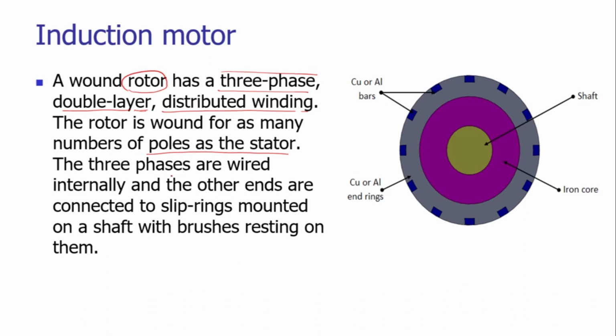The wire connections of the three phases have been done internally. They are internally connected, while the other ends are connected to slip rings. So the induction motor has slip rings which are mounted on the shaft. They do have brushes resting on them. So the induction winding has a contact type of arrangement. In this case, we have a shaft with brushes, and these brushes are connected to the slip rings which are mounted on the rotor.